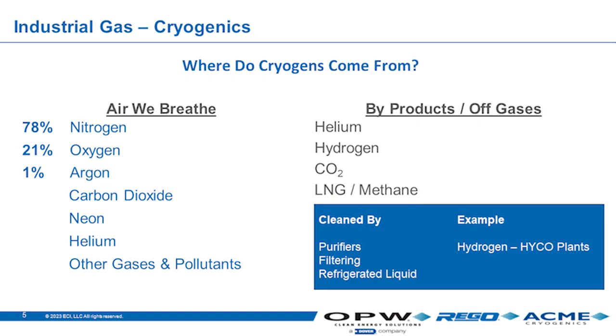So what's a cryogen? Where does it come from? It's the air that we're currently breathing. 78% is nitrogen, 21% is oxygen. The remaining balance is all kinds of other stuff that's hard to get to if you're trying to liquefy it. I put in an extra bullet point there for helium, hydrogen, CO2, methane, and LNG, because those are liquefied in different fashions. So I'm primarily just concentrating on nitrogen, oxygen, and argon. So that's where we get the cryogenics from.